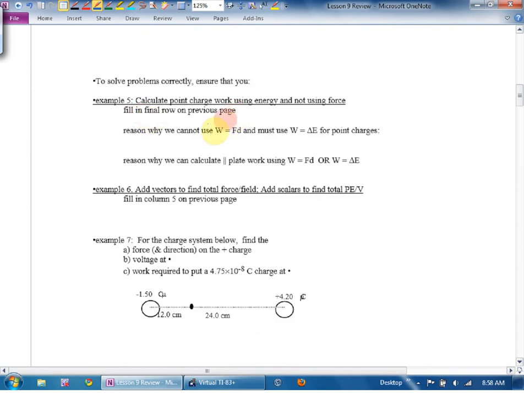Why can't we use work equals force times distance? Why must we use work equals change in energy for point charges? Because the force is changing. You can, between parallel plates, use work equals force times distance or change in energy. Either of those is fine because the force is constant between parallel plates, because the electric field is constant between parallel plates. Although I almost always went to this because QE was pretty easy to type, and that way I didn't have to learn a whole new formula.